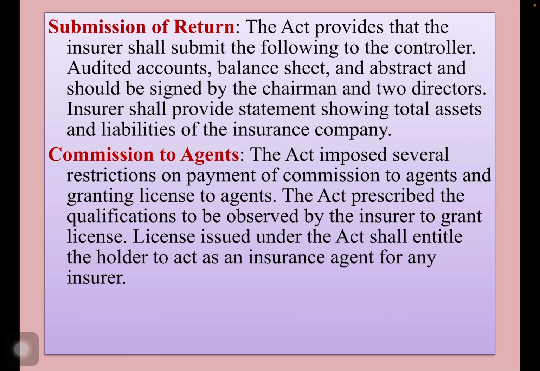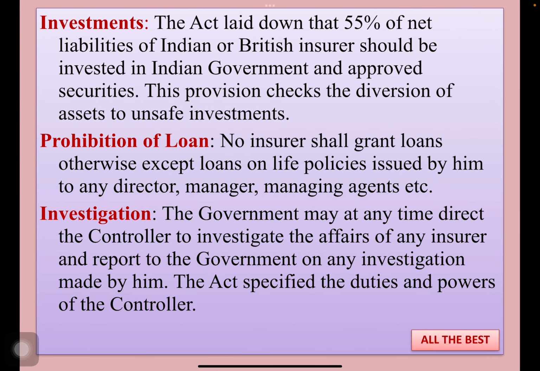Then with regard to commission agents, the Act imposed several restrictions on the payment of commission to agents and granting of licenses to agents. The Act prescribed the qualifications to be observed by the insurer to grant a license. A license issued under the Act shall entitle the holder to act as an insurance agent for any insurer, any insurance company. Then the Act laid down that 55% of net liabilities of an Indian or British insurer should be invested in Indian government and approved securities. This provision checks the diversion of assets to unsafe investments.